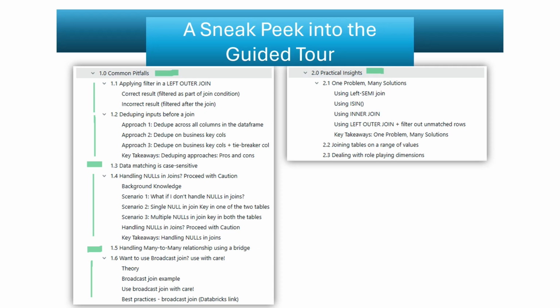In Practical Insights section, I will share some of my thoughts and examples that go beyond the basics. For instance, we will see how a given join scenario could be written in multiple ways. We will also look at joining tables on a range of values with a clear example. Lastly, we will touch on role-playing dimensions, something you often see in data warehouse dimension modeling, and we will see how to handle them in PySpark joins.